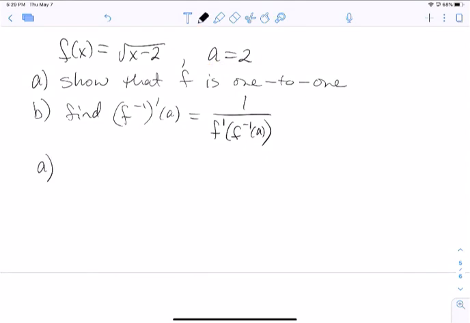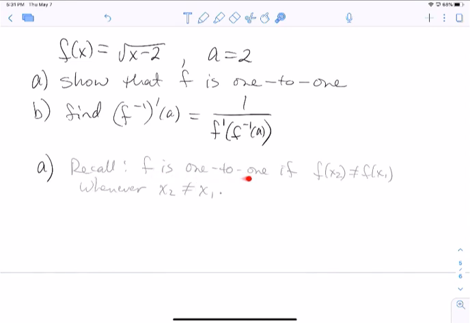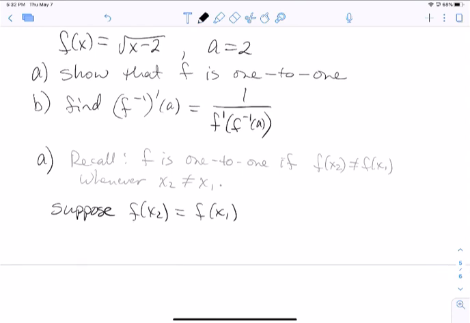For part A, to show that f is 1 to 1. First, let's recall that f is 1 to 1 if whenever we have different inputs, we have different outputs. So what we're going to do is suppose we have outputs that match. Suppose f of x2 is equal to f of x1. Now f of x2 is going to be the square root of x2 minus 2. F of x1 is the square root of x1 minus 2.